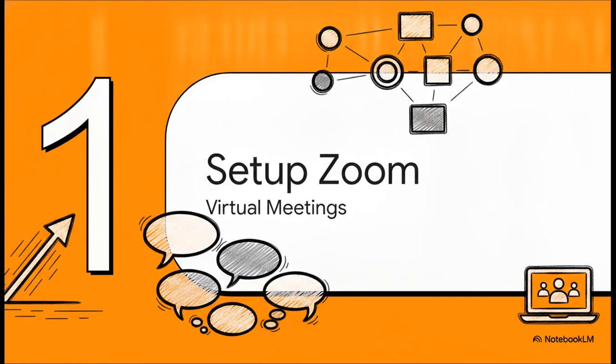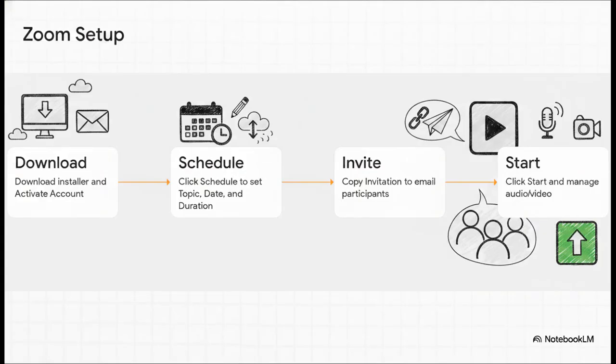Section 1. Set up Zoom virtual meetings. Okay, so Zoom is basically your starting line. Every big project kicks off with a conversation, right? Getting it set up is all about minimizing friction. Once you've downloaded the installer and activated your account, you just click Schedule to lock in your topic, date, and duration. Copy that invite, email it out, and hit start. Boom. You manage your audio, your video, share your screen, and you're off to the races.